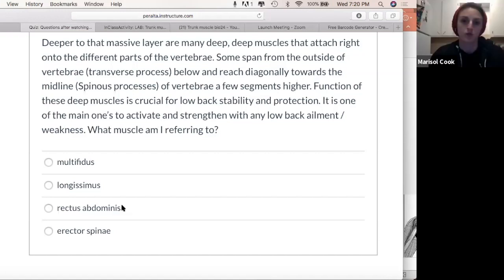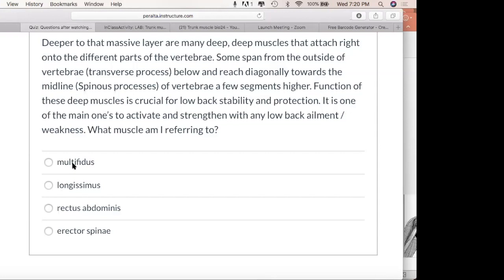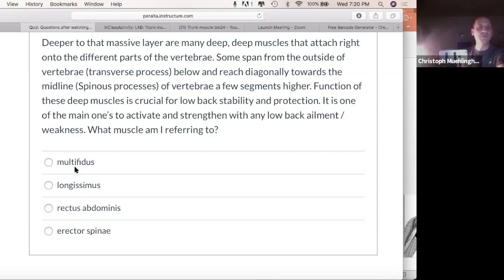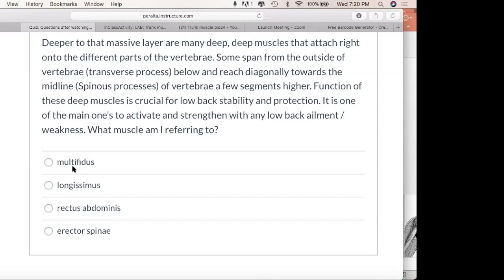What is that muscle called? The multifidus. Multifidus is correct too, though. Multi means many and fidus means muscle belly.